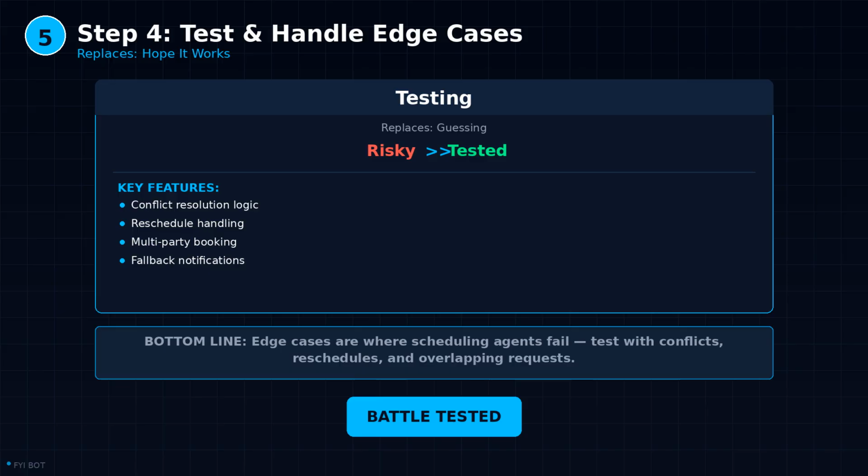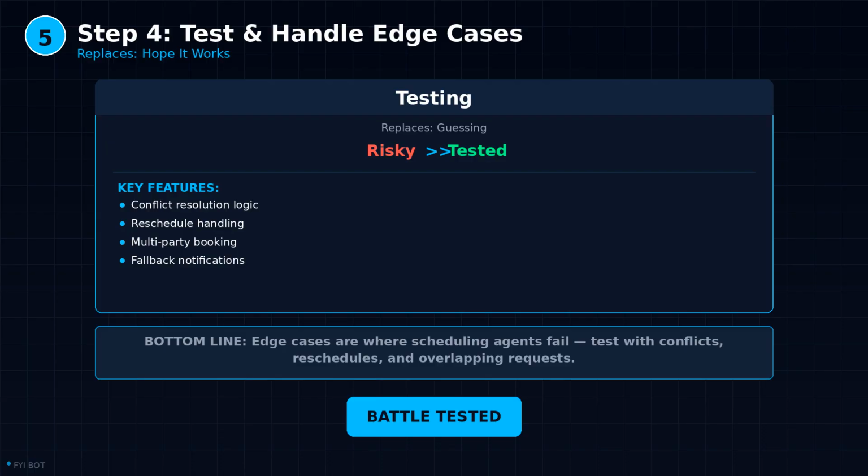Edge case number 3. Multi-party meetings. 3 or 4 people need to meet, and their calendars are all different. Your agent needs to check everyone's availability simultaneously and find the intersection. This is computationally harder but completely doable. For this, I recommend using a scheduling matrix approach. List all participants, check each one's calendar, and find overlapping free slots.